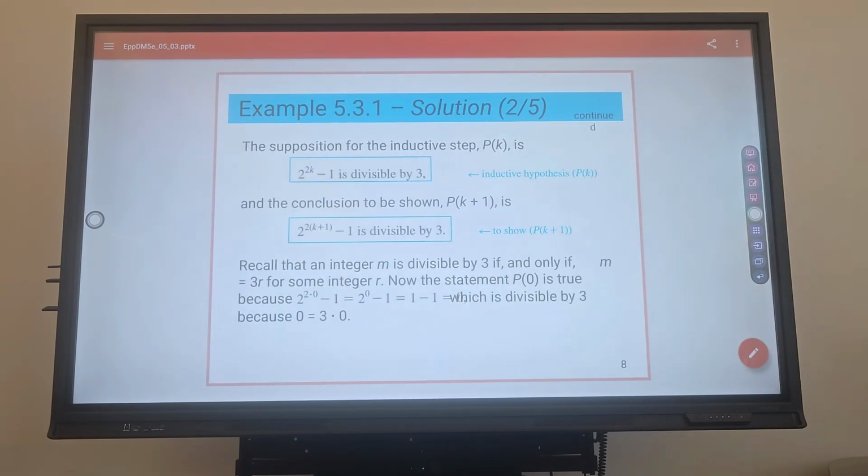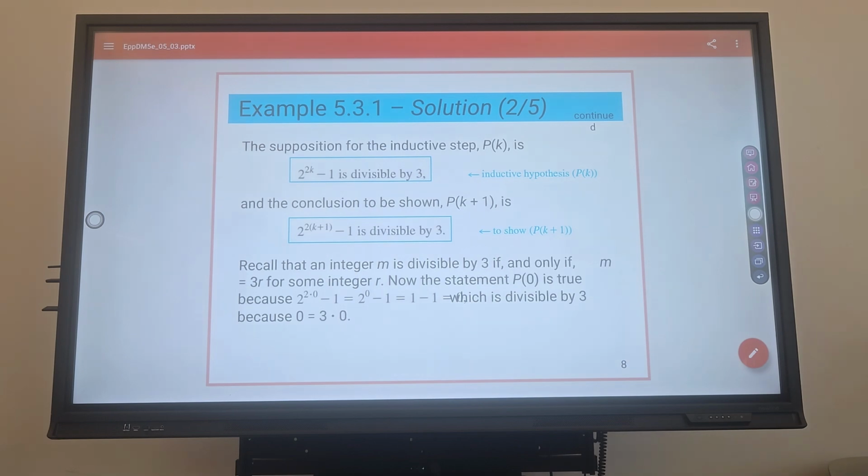So for the inductive step, the supposition is 2 to the 2k minus 1 is divisible by 3. So that's the inductive hypothesis. And then the conclusion to be shown is 2 to the 2k plus 1 minus 1 is divisible by 3.